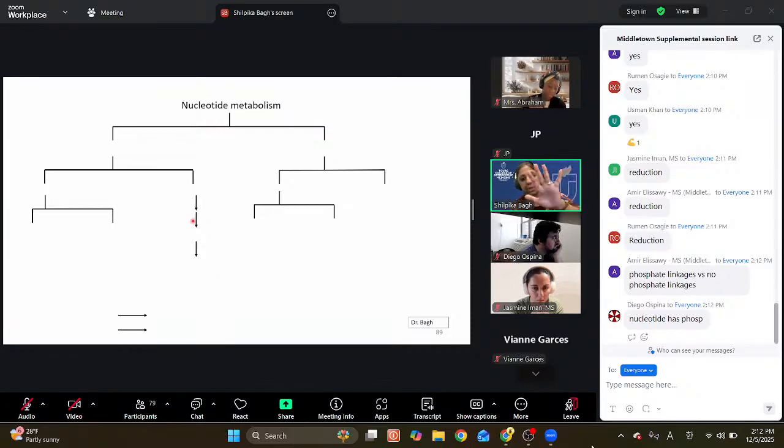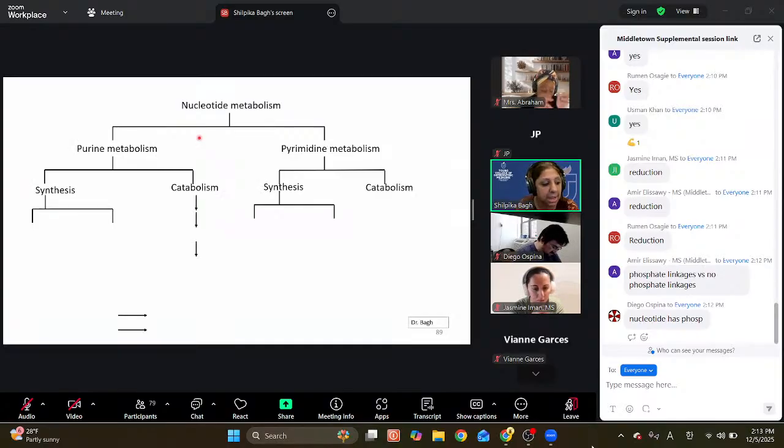You should be familiar with these terms, please, before you jump to these pathways. They will help you understand, okay, this is what I need to know. So please do purine versus pyrimidine. Please do synthesis versus catabolism. Absolutely compare de novo purine with de novo pyrimidine.